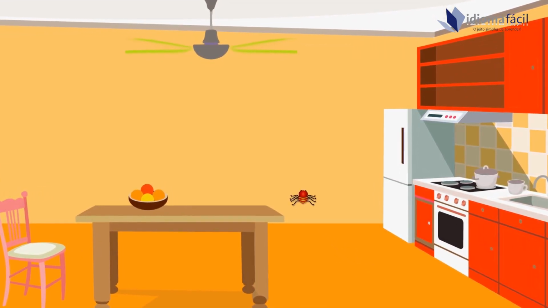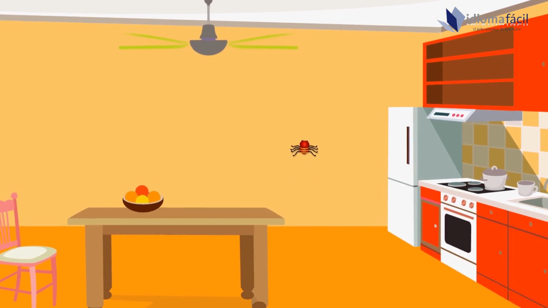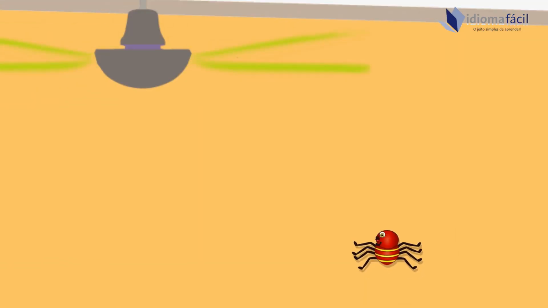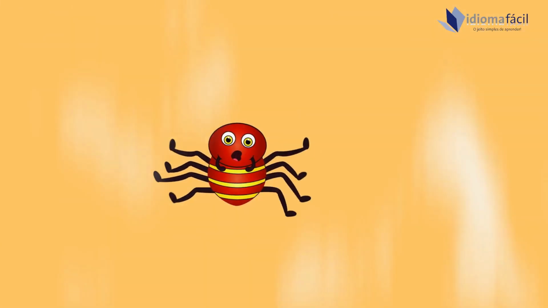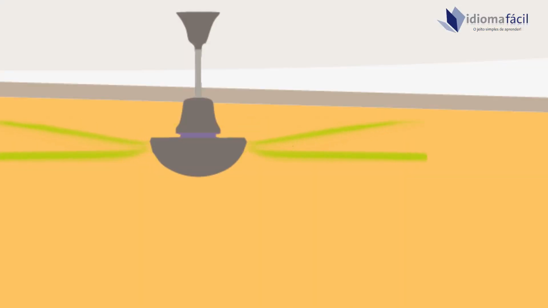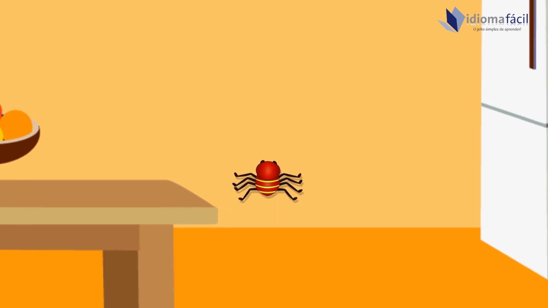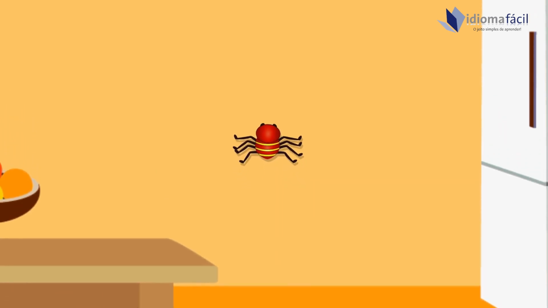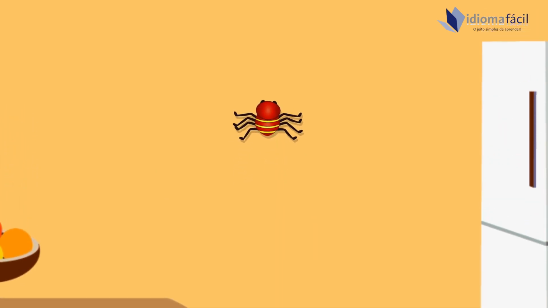The itsy bitsy spider climbed up the kitchen wall. Swoosh went the fan and made the spider fall. Off went the fan, no longer did it blow. So the itsy bitsy spider back up the wall did go.